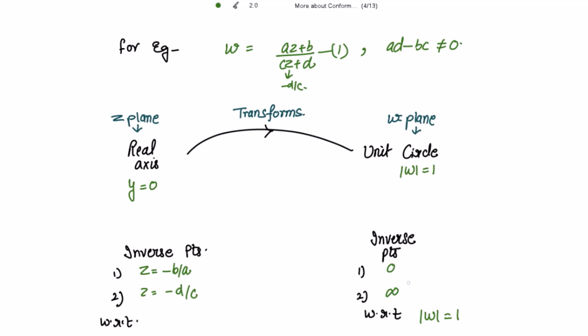Now as 0 and infinity are the inverse points with respect to mod W equal to 1, the unit circle in the W plane, we get the corresponding points, which are inverse points in the Z plane with respect to the real axis y equal to 0, right? So I can write, if this is alpha, then because negative D over C is the inverse point of negative B over A, I can denote this point as alpha bar, that is, the conjugate of alpha, right? Okay.